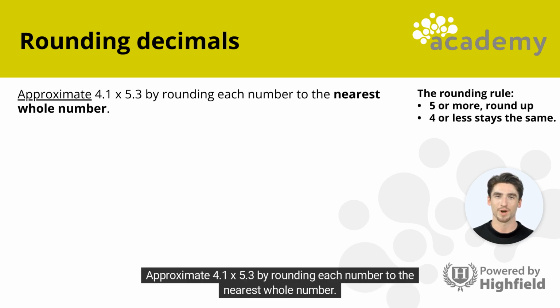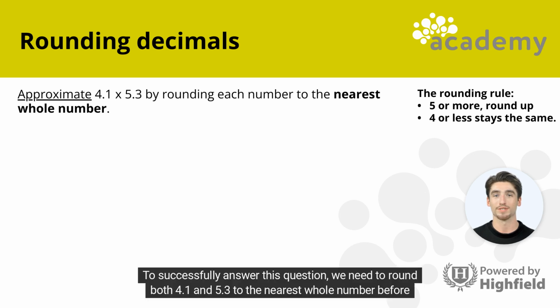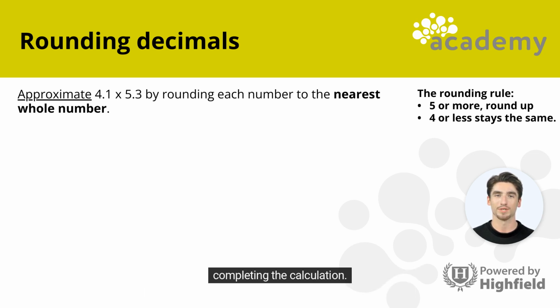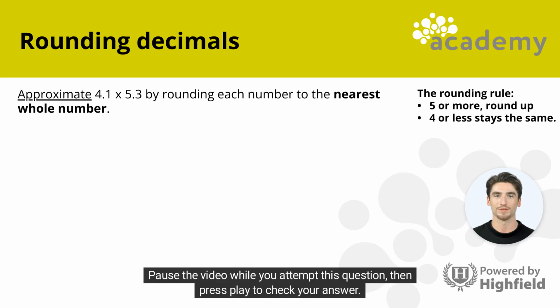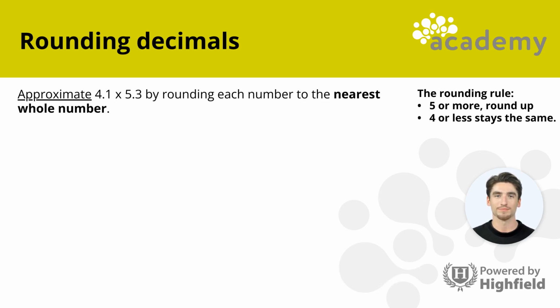Approximate 4.1 multiplied by 5.3 by rounding each number to the nearest whole number. To successfully answer this question, we need to round both 4.1 and 5.3 to the nearest whole number before completing the calculation. Pause the video while you attempt this question, then press play to check your answer.